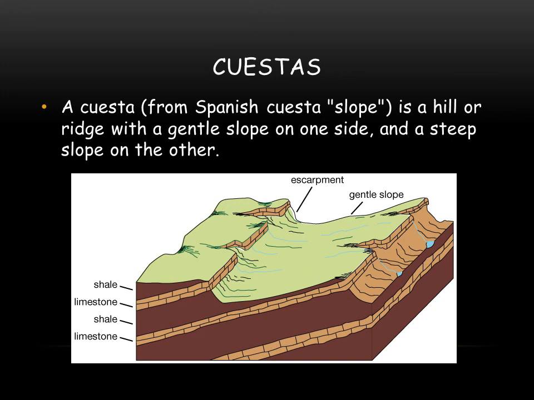Cuesta. A cuesta is a Spanish word which means a slope, and this is a hill or a ridge. Ridge is also a type of mountain. So this is a hill or a ridge with a gentle slope on one side and a steep slope on the other.